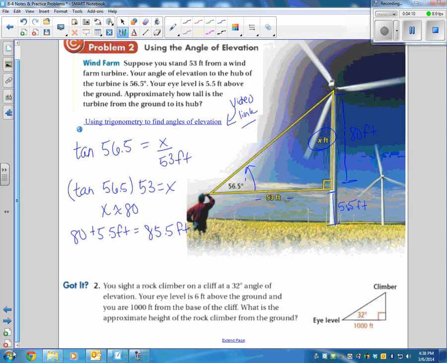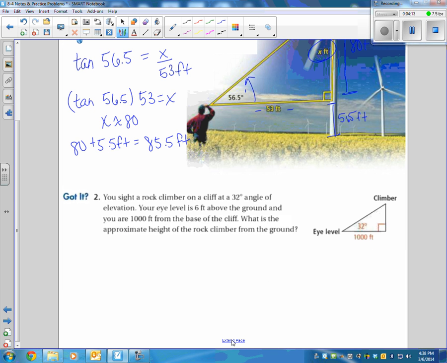The next thing we look at is this rock climbing problem, and it reads that you have a rock climber on a cliff at a 32-degree angle. So here's the angle, and your eye level is about 6 feet above ground. So here's my eye level, and so about 6 more feet here is going to be the ground. So I'm going to write 6 feet right here, and that's going to give me the ground. Okay, and I am about 1,000 feet from the base of the cliff here.